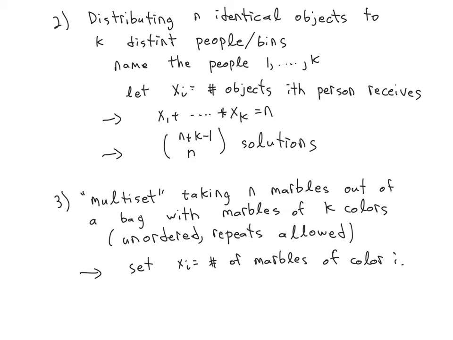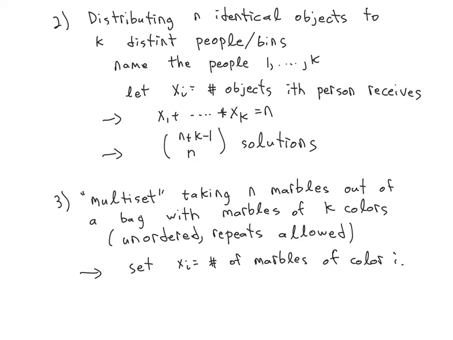The second common type of problem where stars and bars pops up is when you're distributing n identical objects to k distinct people or bins. So this is just like the Rubik's Cube example. Distributing Rubik's Cubes to people or cookies to children is an example also given in the book. And it turns out you could do stars and bars.